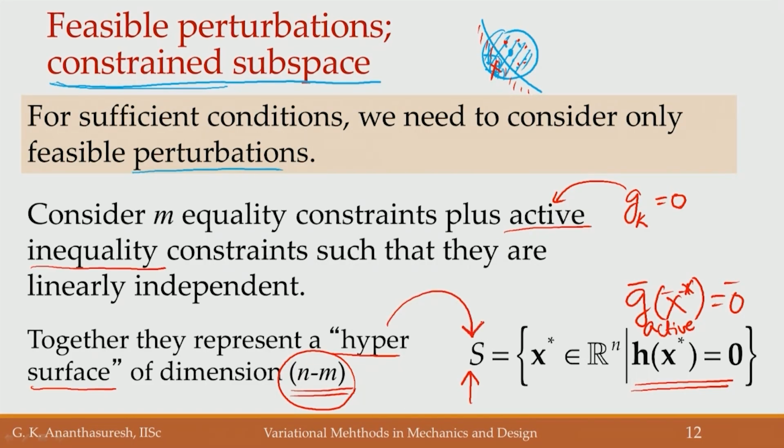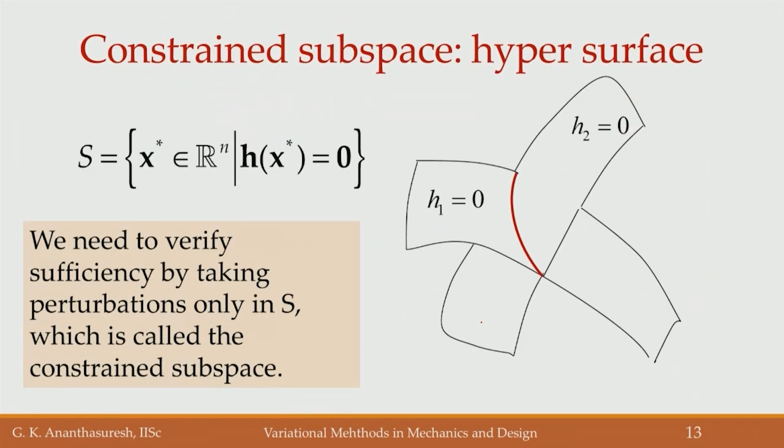Such a hypersurface, hyperspace or constraint subspace is where we need to check in order to see if the point has the lowest value in the vicinity, because we only talk about local constrained minimum. Okay. How do we do that?